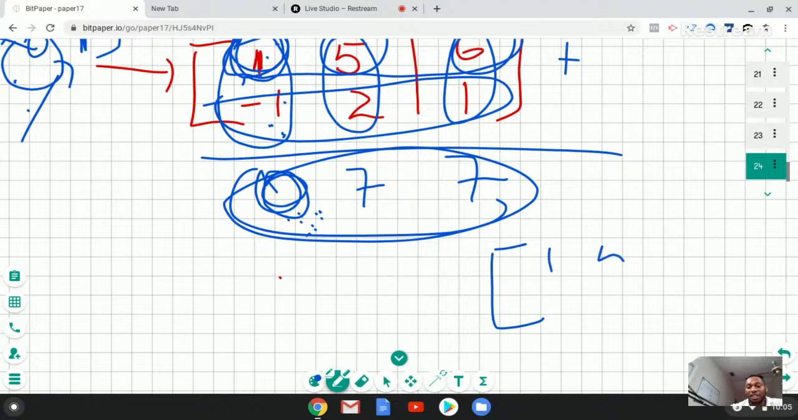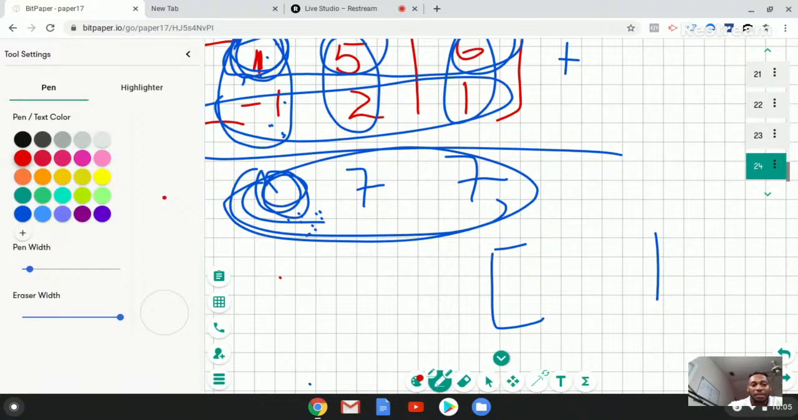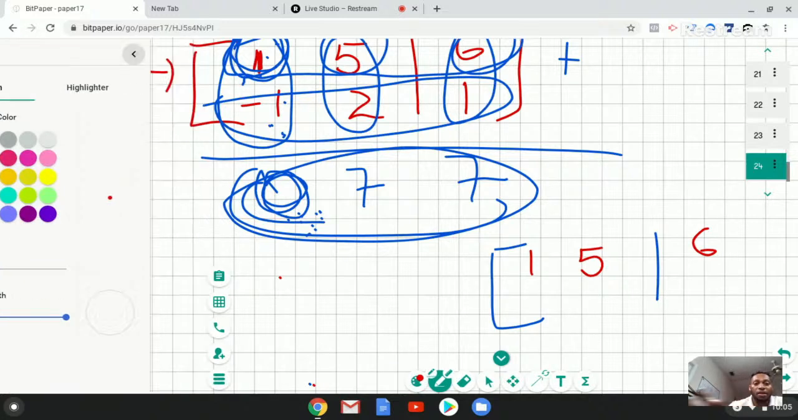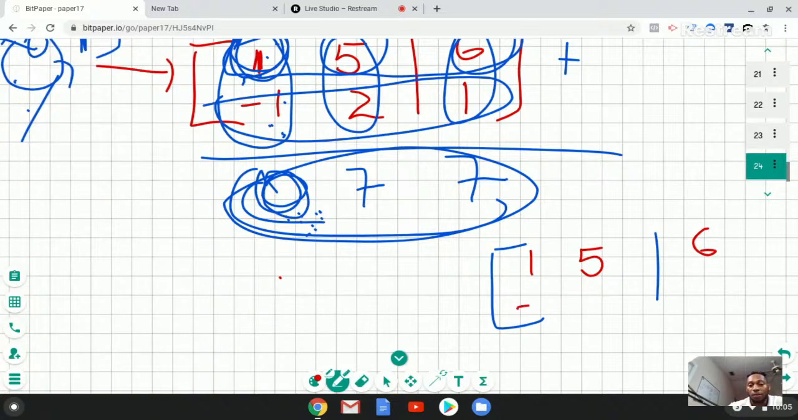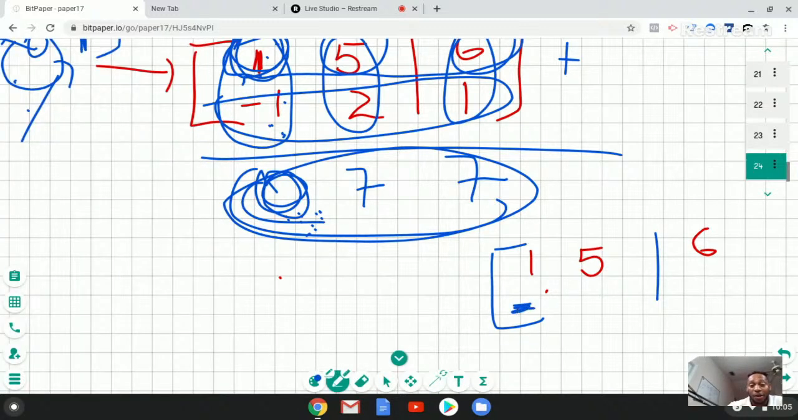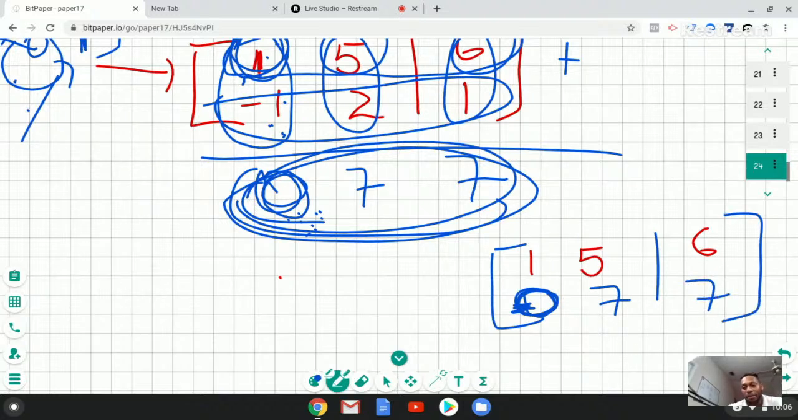So row number 1 doesn't change, 1, 5, 6. Let me actually write the row number 1 in red so you know that it doesn't change. 1, 5, 6. I didn't do anything to it because I wasn't trying to change that. And the new row that I just found is 0, 7, and then another 7. Now, okay.